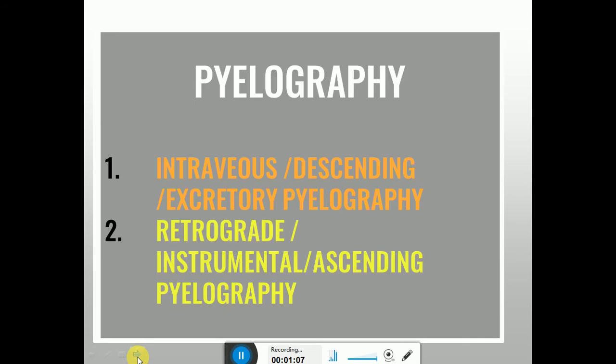So pyelography or urography is of two types. The first one is intravenous. Here a dye is injected intravenously, that is why this is called intravenous, or descending excretory pyelography. Another one is retrograde, instrumental or ascending pyelography. Here a dye is injected with the help of a catheter or an instrument, that is why it is called instrumental pyelography. So first we are going to discuss intravenous pyelography.